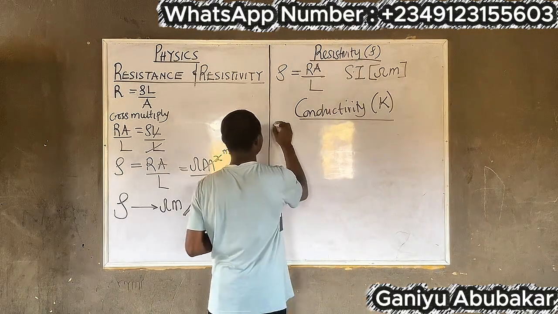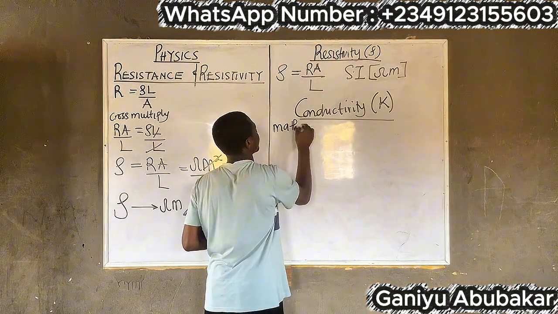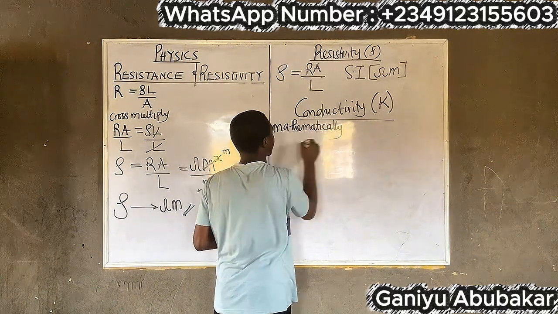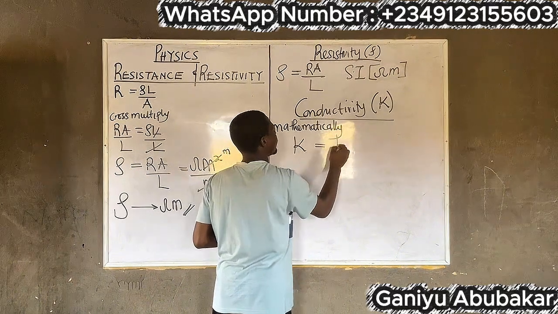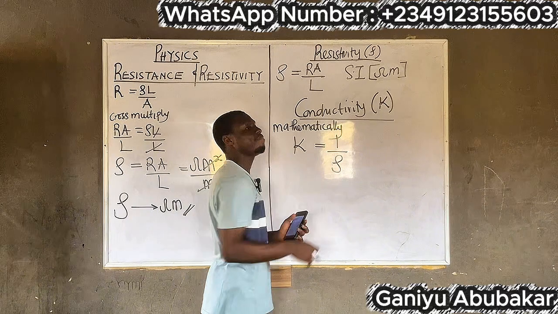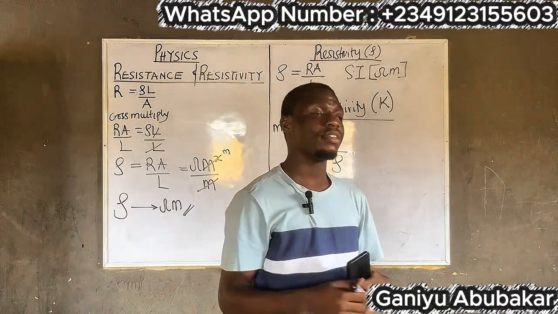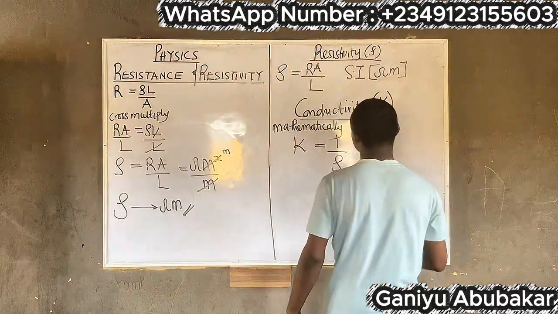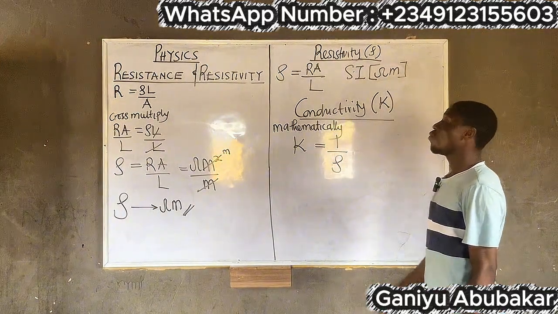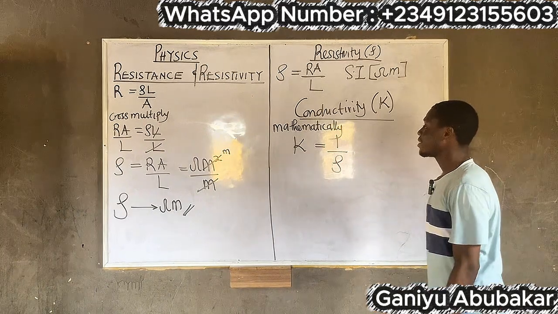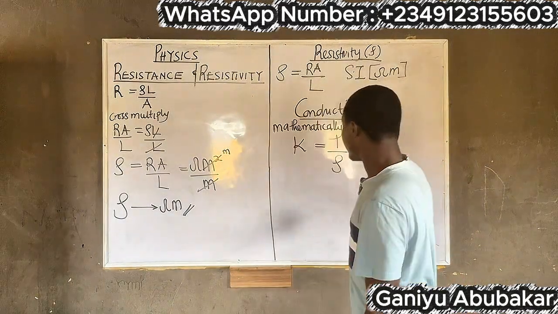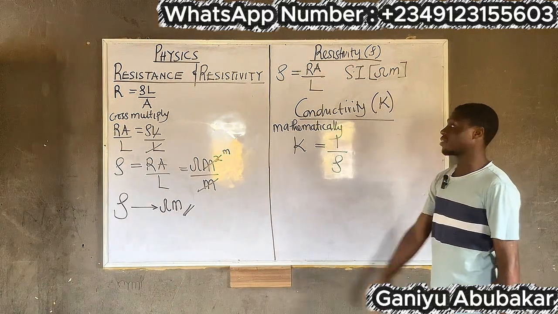Mathematically, I have that conductivity K is what? The inverse of what? Resistivity. So don't forget please, conductivity is the inverse of resistivity. That K is equal to 1 over rho. So note that conductivity can also be defined as the inverse of resistivity.